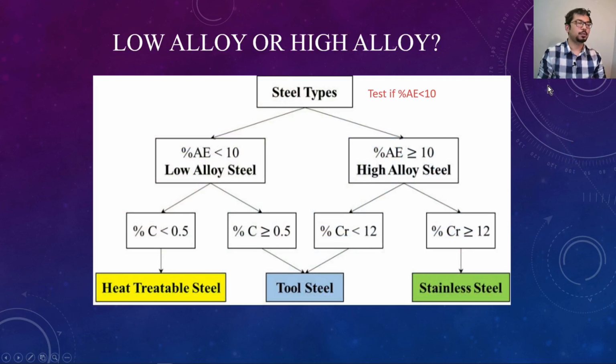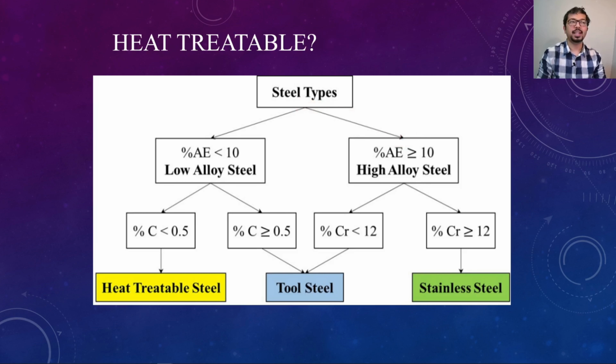So this was the low alloy. First we have to test if it's less than 10 or not. If it's yes, it goes this way, and if it's no, it goes to high alloy steel. That's what I just showed you in the Excel. Now the second one is whether it's heat treatable or not. First we need to test whether the AE is less than 10. If it's yes, it's a low alloy, and we test whether the percent C is less than 0.5. If it's yes, then definitely it's a heat treatable steel.